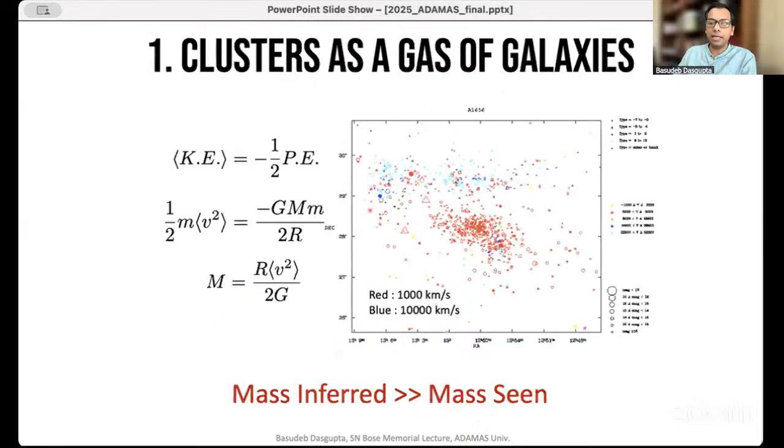Now let's apply this to much bigger objects much further away from us. So this is the first technique. What is being shown here in this plot is a part of the sky. You can imagine this as the longitude and latitude on the sky. And you can see lots of dots. Each of these dots is actually a galaxy, and the color of the galaxy encodes the speed with which this galaxy is moving.